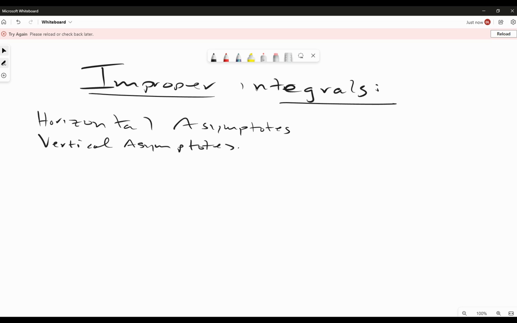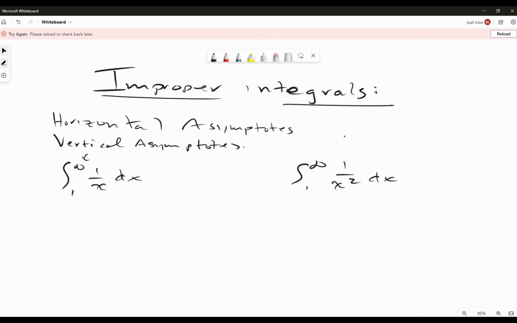So we're talking about stuff that looks like this, like the integral from 1 to infinity of 1 over x dx. This right here poses kind of a small problem. Or we're talking about the integral from 1 to infinity of 1 over x squared dx. That's the idea behind these integrals.